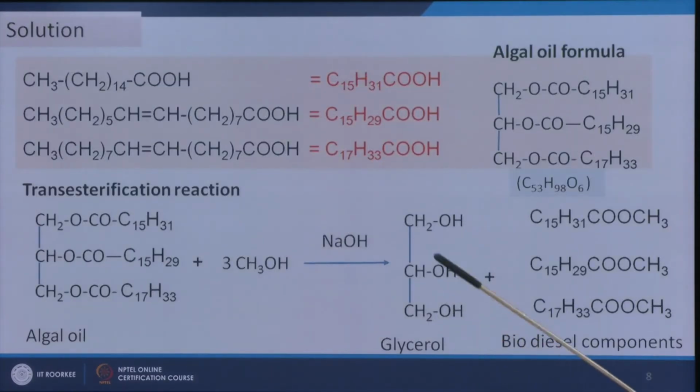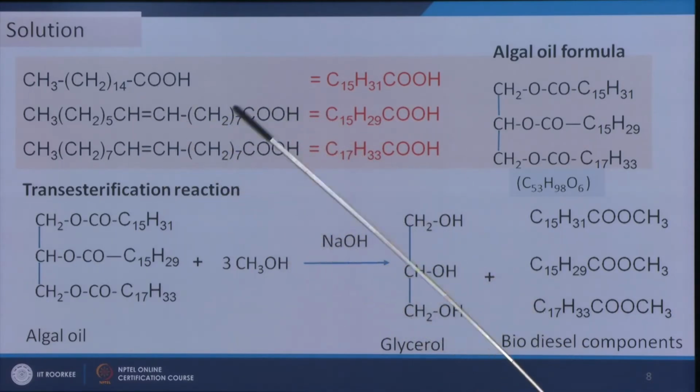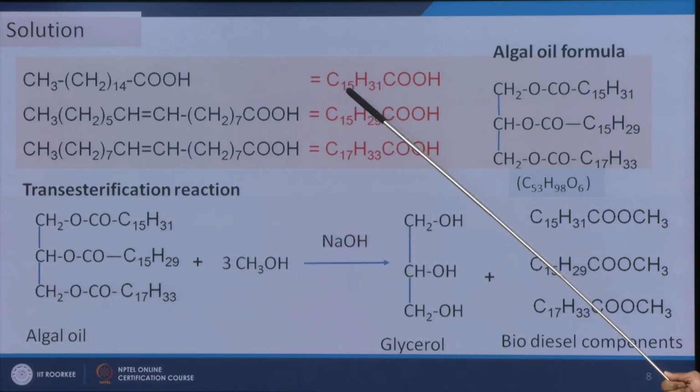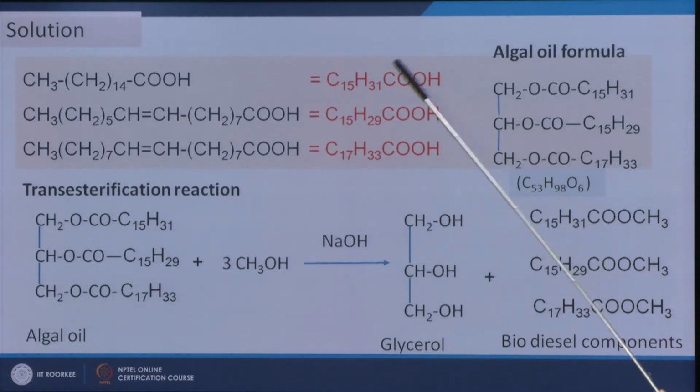So, here we are having 3 different acids: C15H31COOH, C15H29COOH and C17H33COOH. So, what will be the algal oil formula?